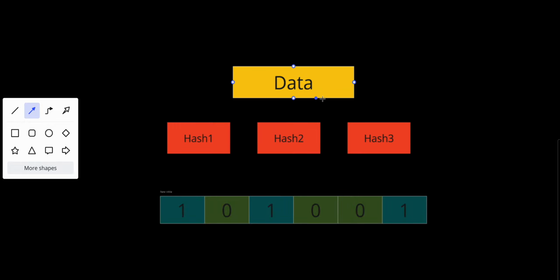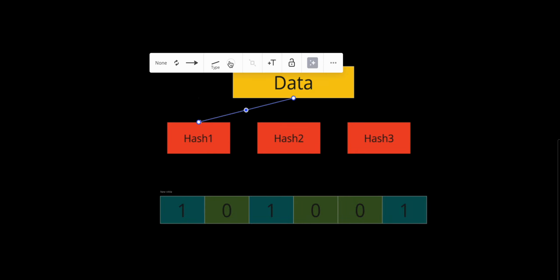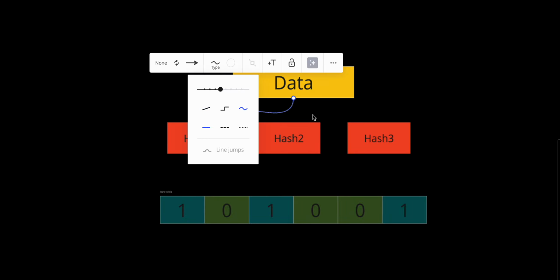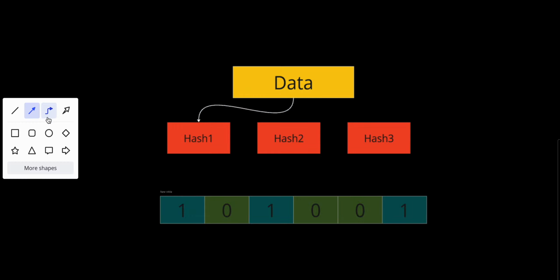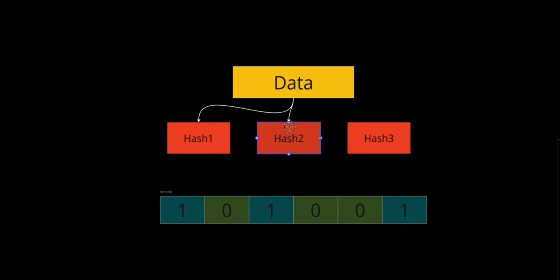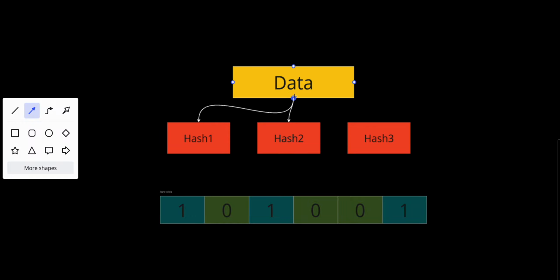Number two, we have the insertion of an element. When adding an element, we pass it through the k hash functions. So we have data. Let's assume we have a lot of different data. Let's add another one here. Let's add another one here.